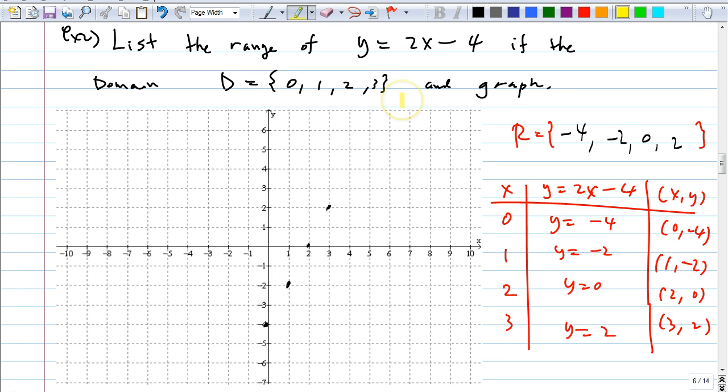And you should have all gotten 4 points, right? You have 0, -4, 1, -2, 2, 0, 3, 2. Is this a function? Yeah, it's a function. Okay, any question? Easy enough? Okay, good. Let's move on.